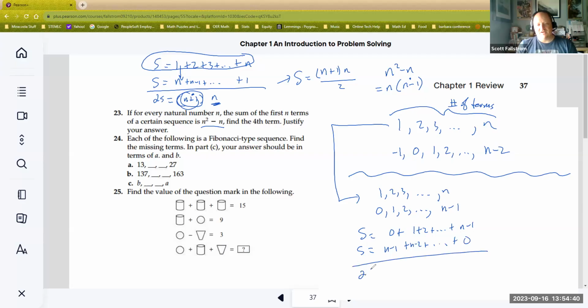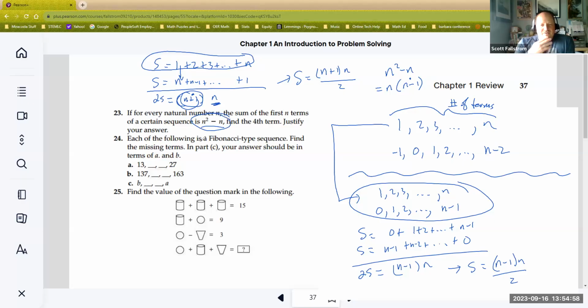When I add that up, I get 2s. That gives me an n minus 1 for every term. I know there's exactly the same number, one-to-one correspondence with what I had before. And so therefore my sum is n minus 1 times n divided by 2. Okay, and that is very close to what I had here. The sum has to be this thing. So I'm very close. I have the n squared minus n, but mine is divided by 2, and theirs isn't divided by 2.